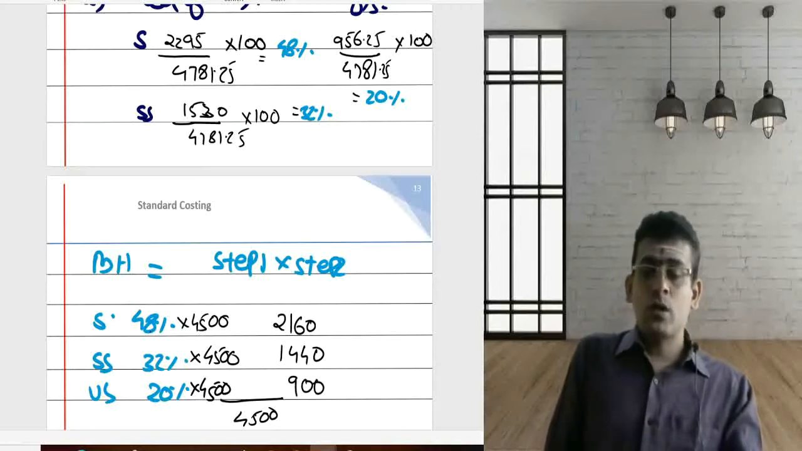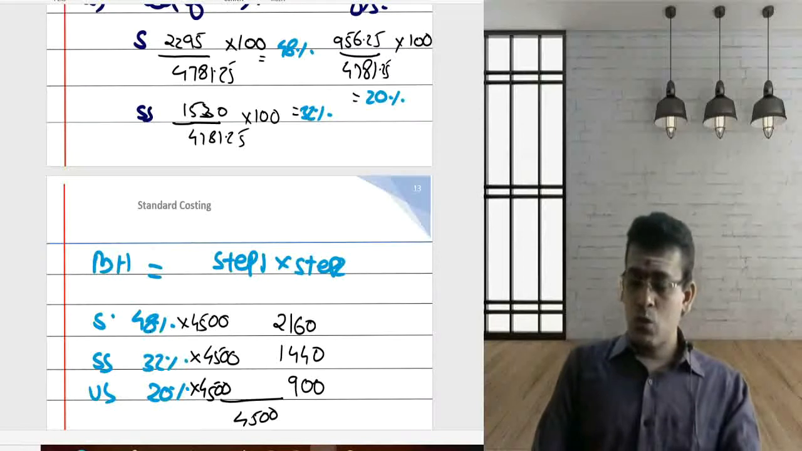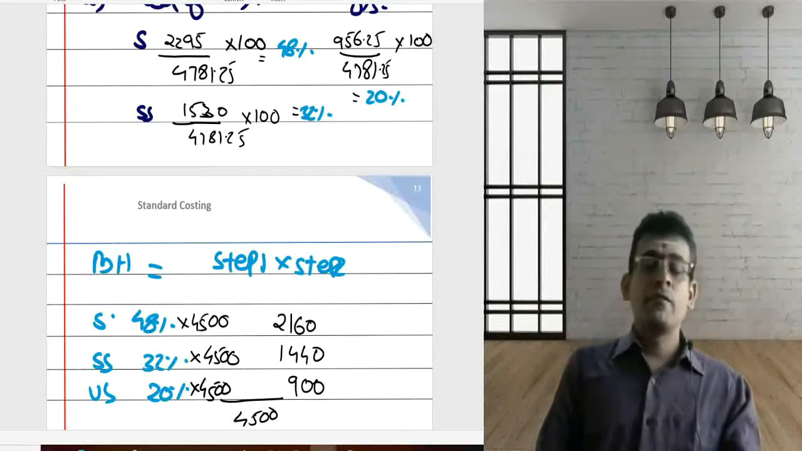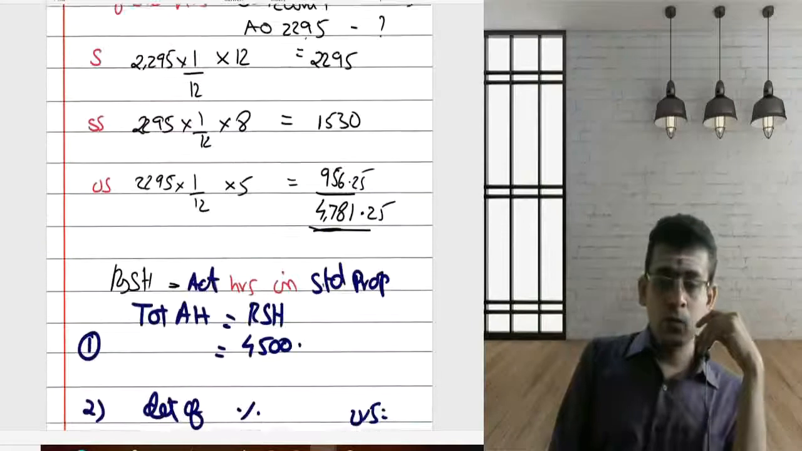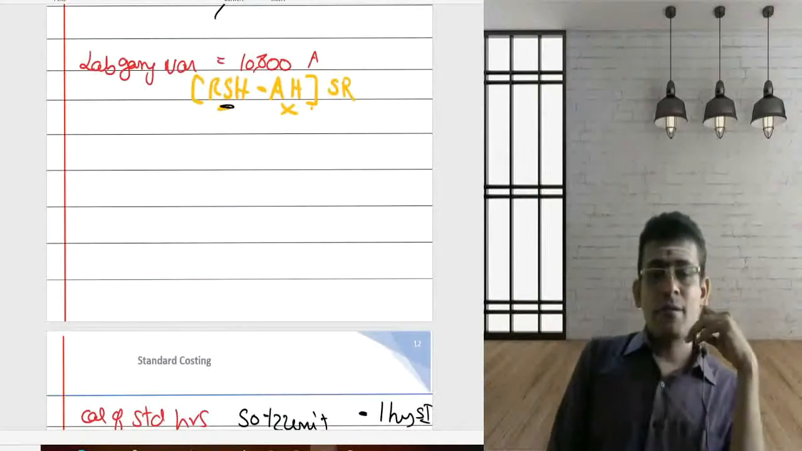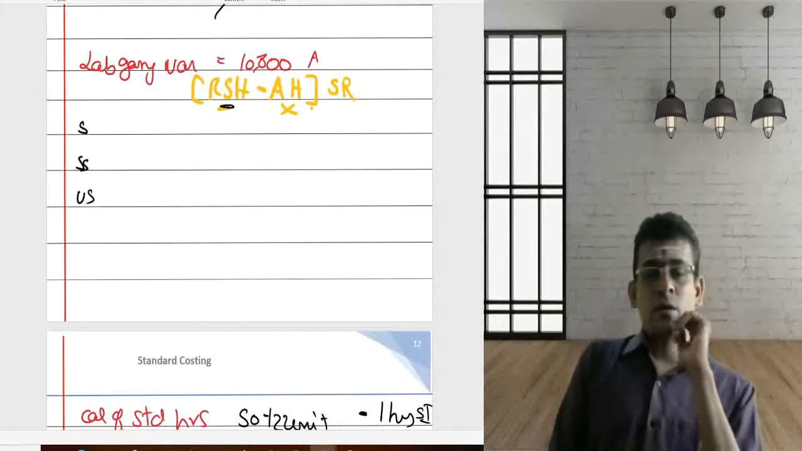Now if you observe, the total is nothing but equal to 4,500. Let's check. 1,440 plus 2,160 plus 900 is going to give you 4,500. Now I got the RSH. Now we got the revised standard hours. Now here let us update your skilled, semi-skilled, unskilled.